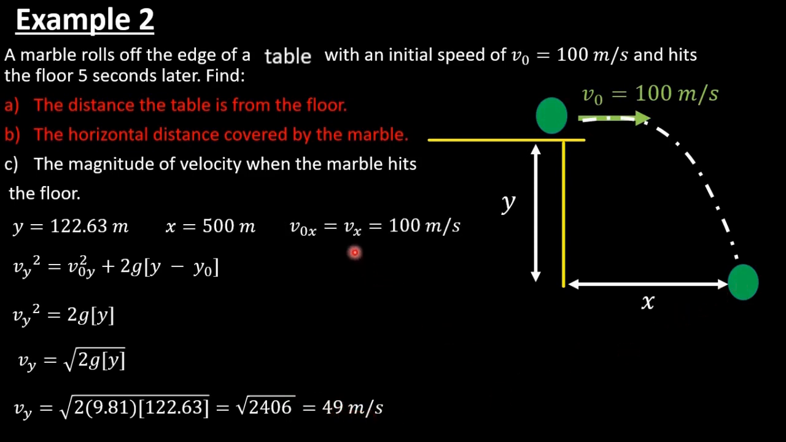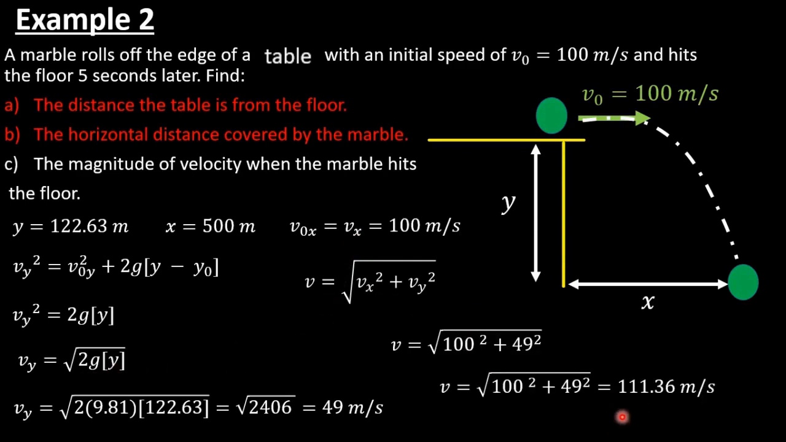We also knew that the velocity in the x direction was 100 meters per second, so v sub 0x equals v sub x. Okay, so the initial velocity in the x direction equals the final velocity in the x direction, which is 100 meters per second because it's constant, remember? And then if we take v sub x and v sub y, apply Pythagoras to that, we end up with v equals 111.36 meters per second. Okay, so that is the magnitude of velocity when the marble hits the floor.